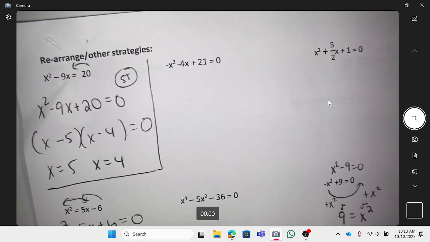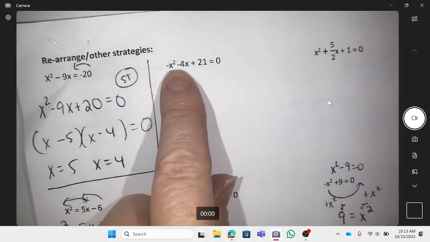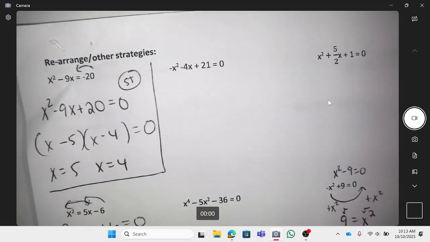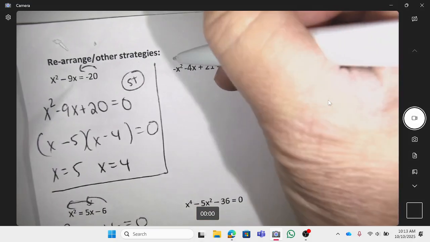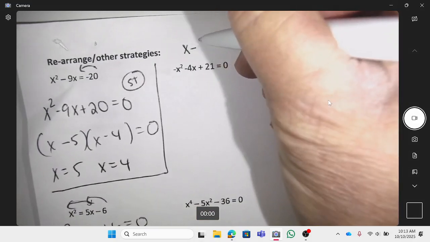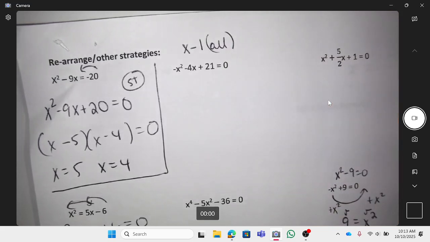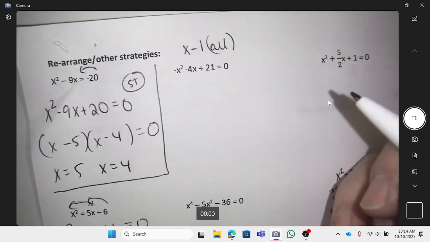I don't like it. I hate a negative boss. This is the boss, and it's negative. So what should I do? What was a good strategy idea? Times everything, like giving candy to kids in your class, right? Everybody needs to get it timesed.